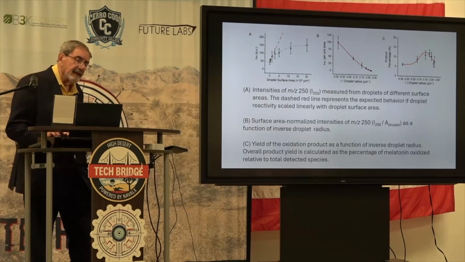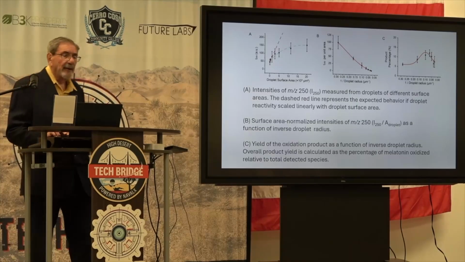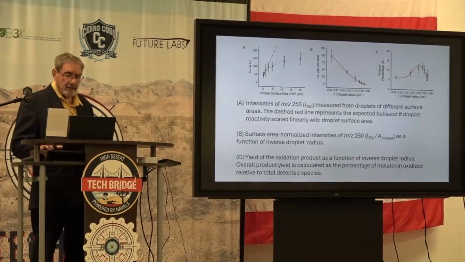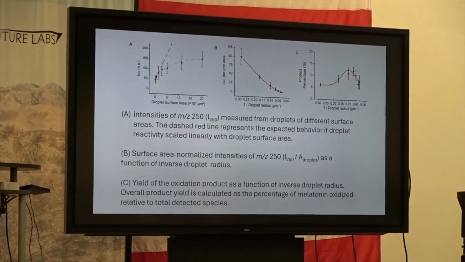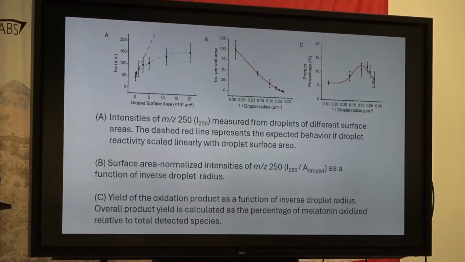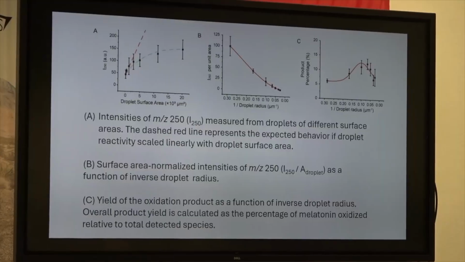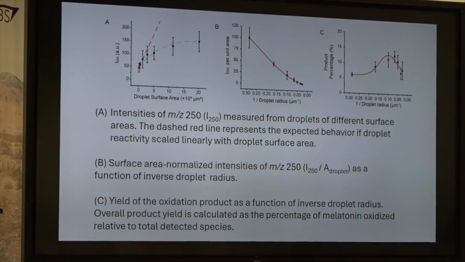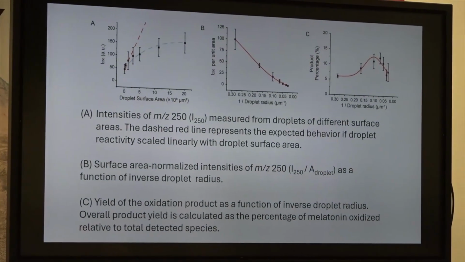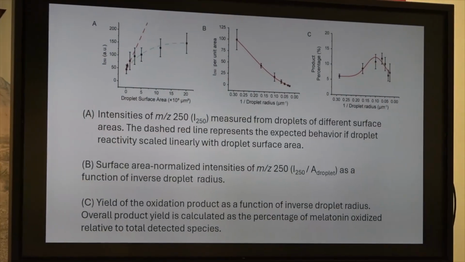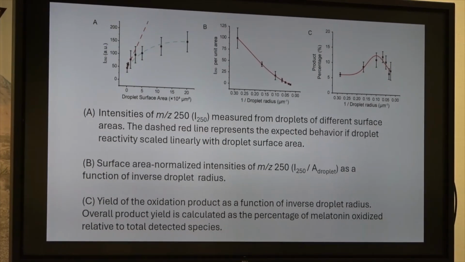Let's look at the intensity of the peak at 250, where it's picked up something. And I'm showing you how it scales. It doesn't scale with what? This is looking at just the electric field of the product. And it doesn't go up linearly. It goes up like 1 over R, the forming stuff. But now look at the product. The yield of the oxidation product is a function of inverse droplet radius. Let's look at it. It reaches a maximum. Where? At about, I'll call it 0.1.